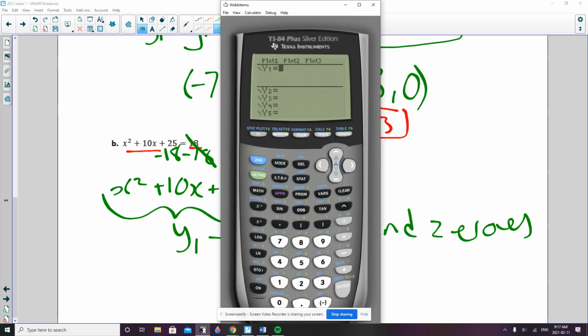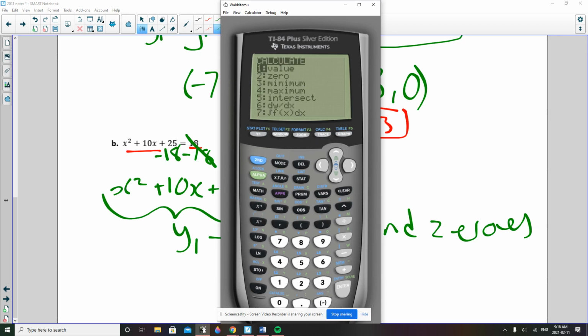So I'll go back to y equals and write that down. So x squared, oops, sorry, I'm going to put the plus there. Plus 10x plus 7. You can go graph that. Should be able to see kind of a rough draft of that graph there.